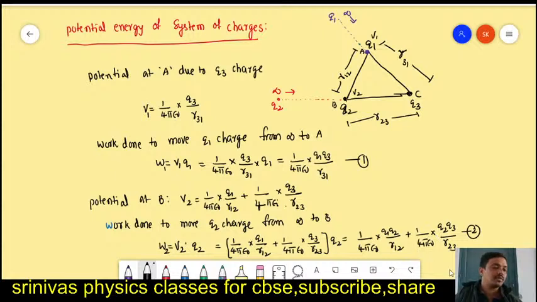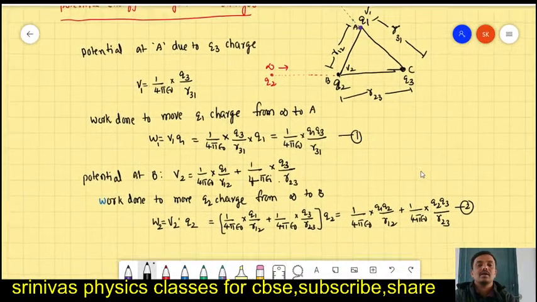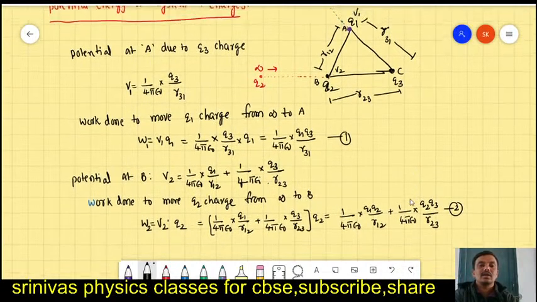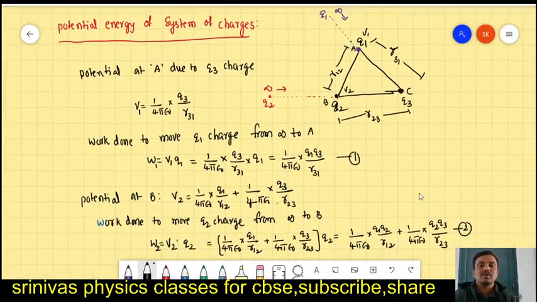Then what we have to do? We can take these two as equation 1 and 2. Then we have to add both of them. We will get the total work done. The total work done we will get like this. It was very simple.